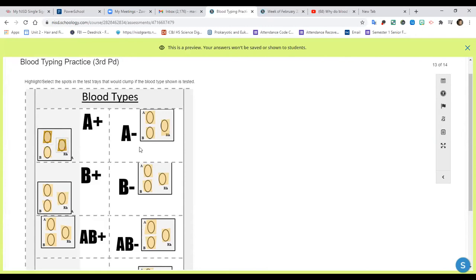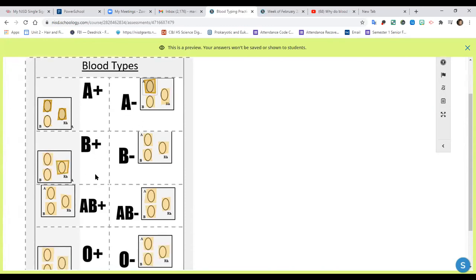And I'll show you the next one. This is A, and negative, you leave it alone. You can't do B because it's not B, okay? Okay, so let's look at the B plus. What is the answer? A, B, RH, what is it? Where would it clump? It needs to clump. Wherever you highlight it, that's where it clumps.